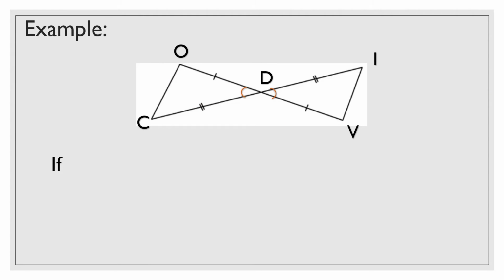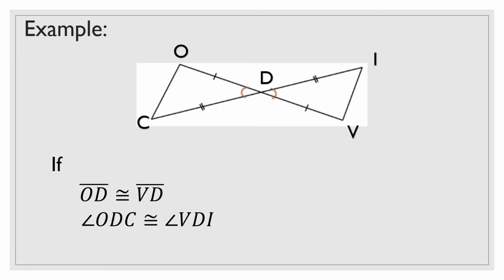Now, using the figure, we are going to show that the two triangles are congruent. With the tick marks and marks, we can write the corresponding congruent parts. So let's say OD is congruent to VD, and angle ODC is congruent to angle VDI by vertical angles.